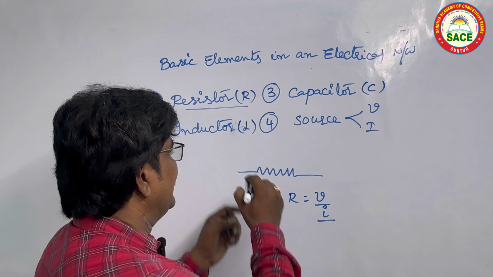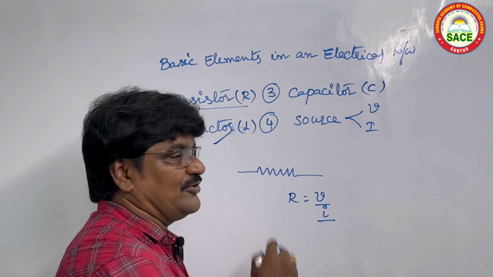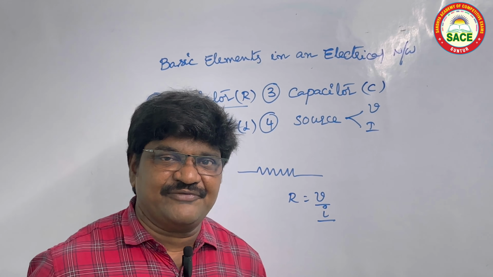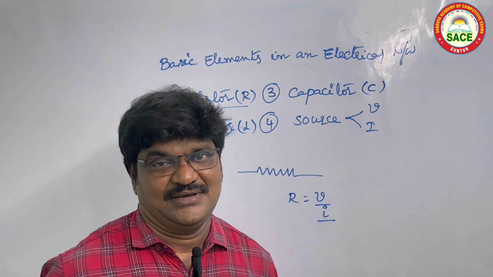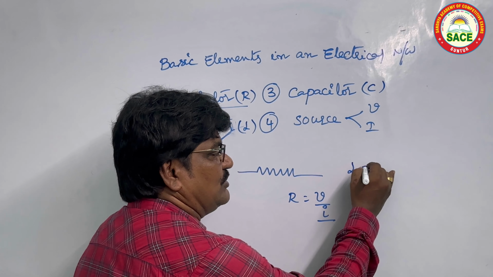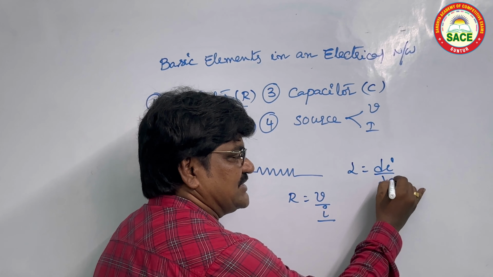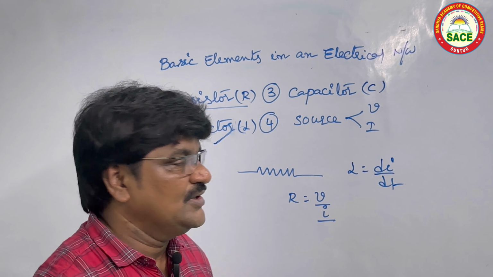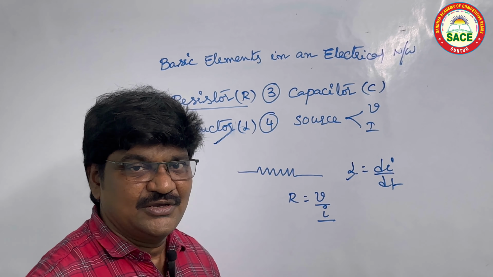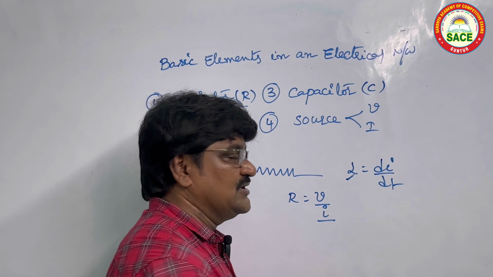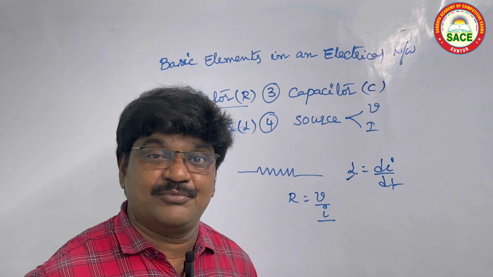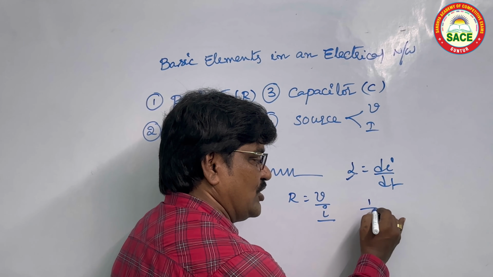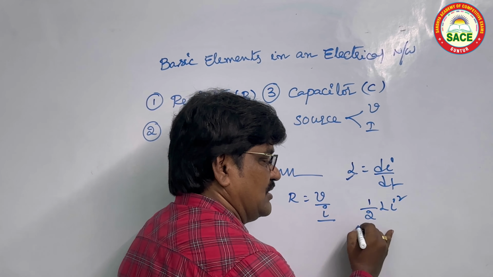Again next one is inductor. So what is the meaning of inductor? The property of a material which opposes the variation of current is called inductor, right? So L is equal to di by dt. So this is, we know, Ohm's law fifth form. So this is the main important. So what is the importance of inductor? Just to create the flux. Again that flux is stored in the form of magnetic field. We know that energy is half Li square.